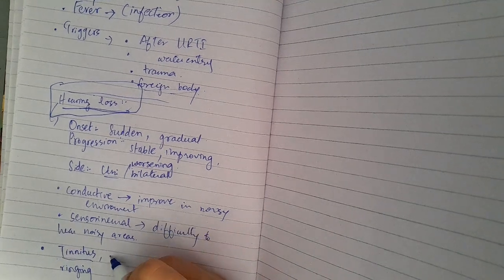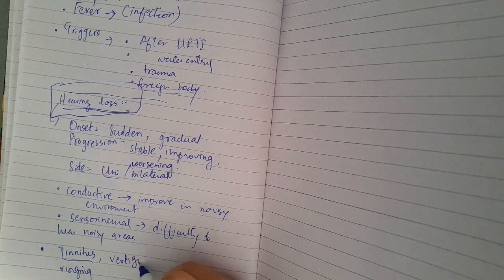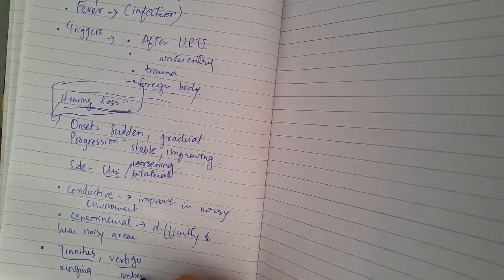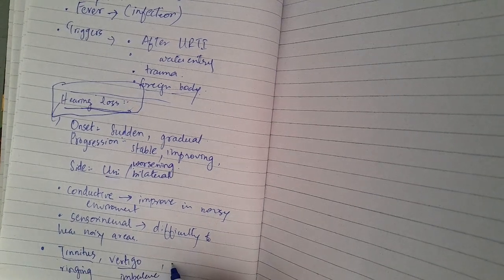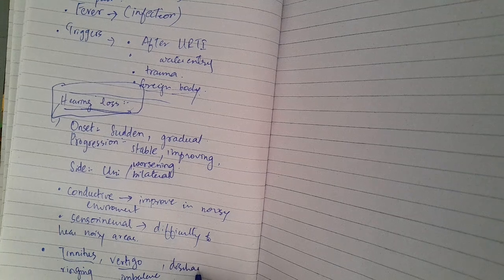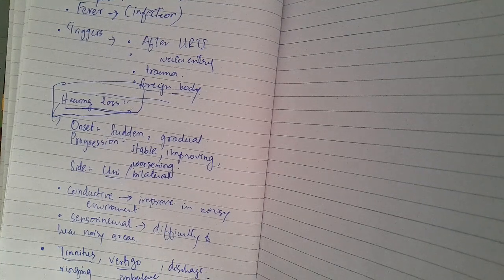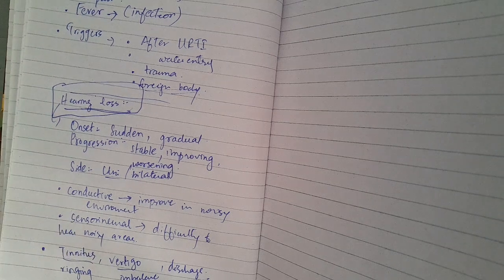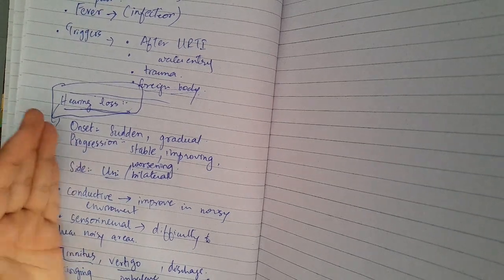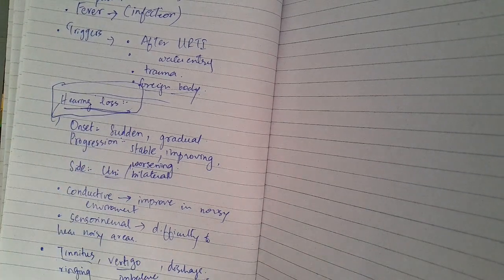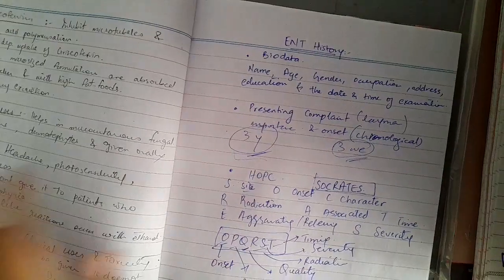Okay, next we have vertigo. It is imbalance or discharge. You have already asked about discharge, so you can skip this as well. But if you have started your history taking from hearing loss, and if the patient's presenting complaint, see, your history will move according to the patient's statement of the presenting complaint.